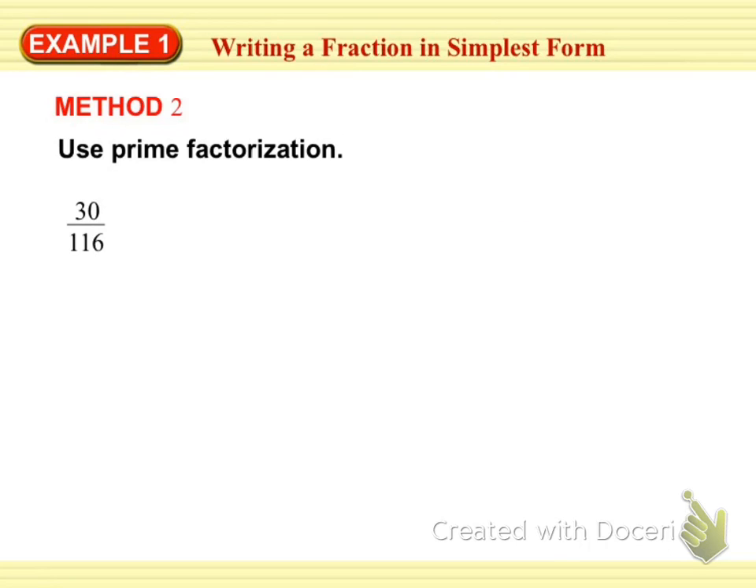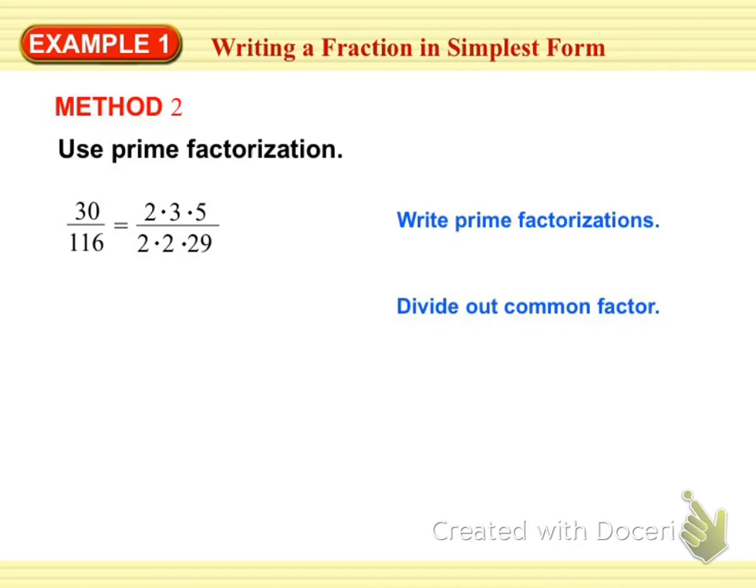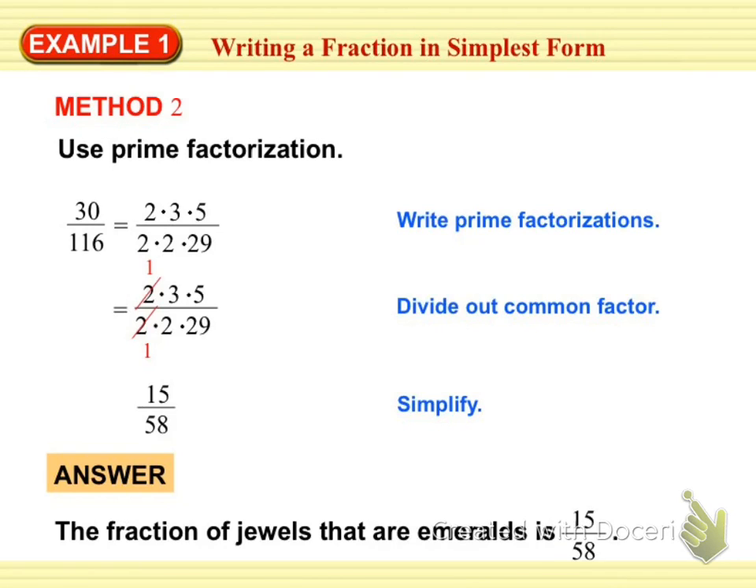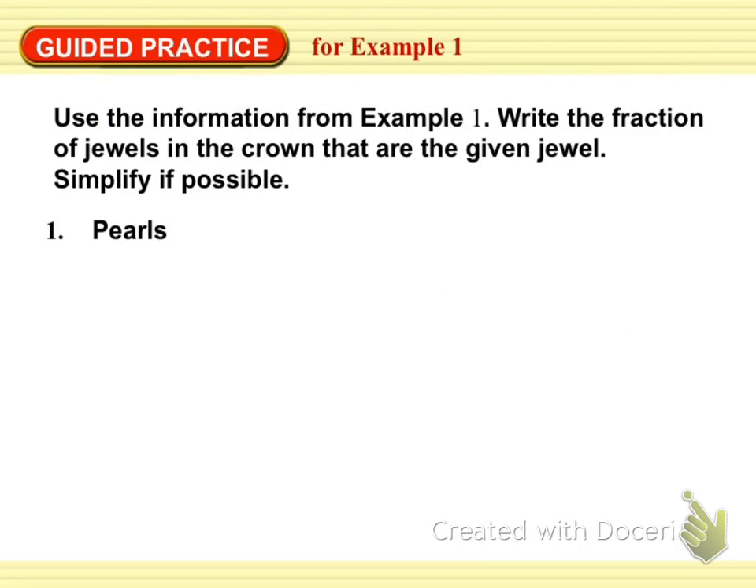The other method would be the use of prime factorization. If we write out the prime factorizations with no exponents, then we can cancel out any factors that are the same on top and bottom, because fractions like that are equal to 1. So 2 over 2 is a fancy form of 1. Then what you have left, you multiply: 3 times 5 is 15 and 2 times 29 is 58, and you get the same thing. So again, the fraction of jewels that are emeralds is 15 out of 58.